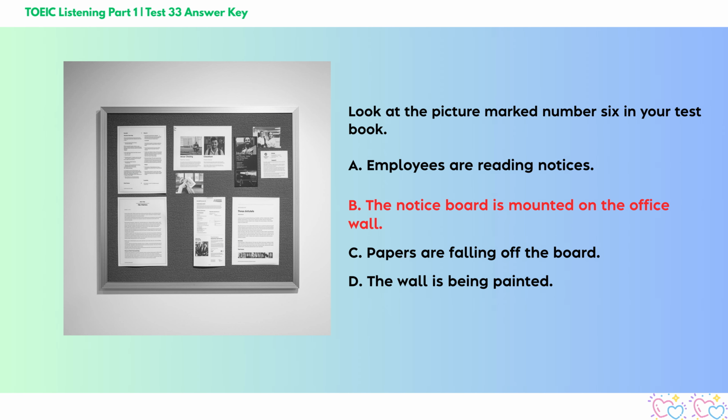Look at the picture marked number 6 in your textbook. A. Employees are reading notices. B. The notice board is mounted on the office wall. C. Papers are falling off the board. D. The wall is being painted.